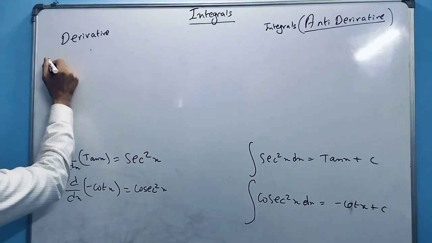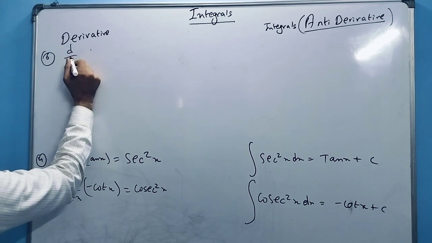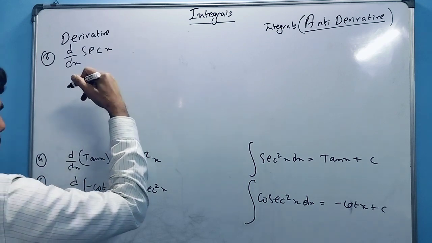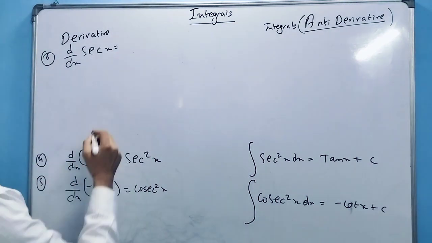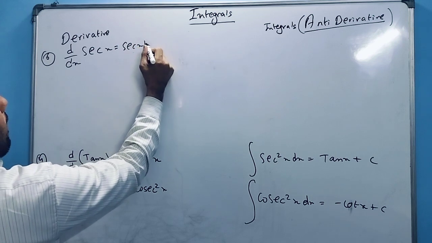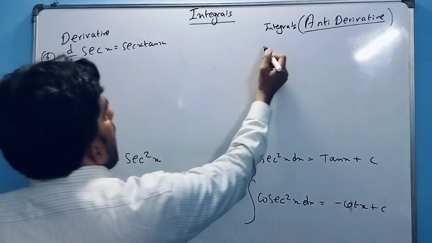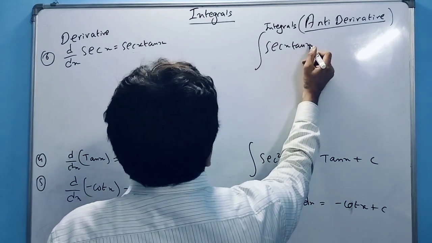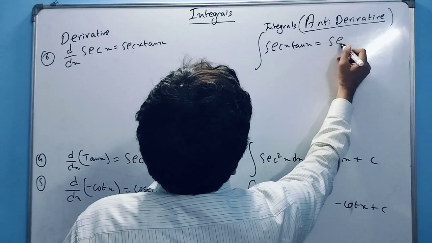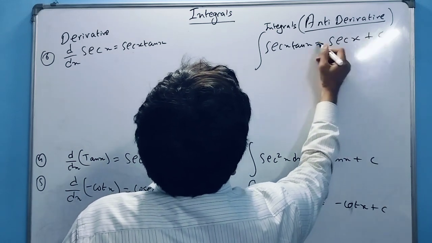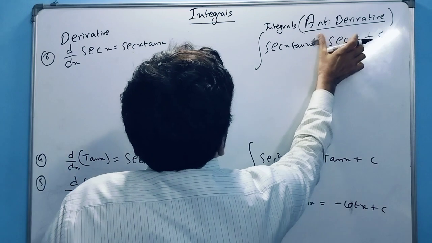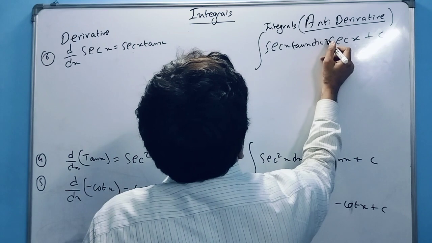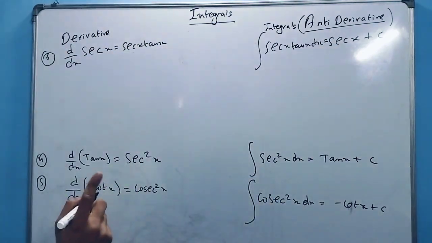So now we'll move to the differentiation of sec x. So sec x will be what? Will be sec x tan x. Here if I integrate sec x tan x, it is equal to sec x plus c. Sec x tan x, this way, sec x plus c.